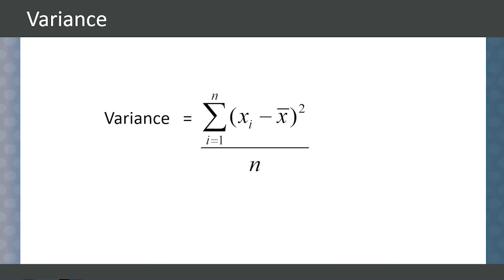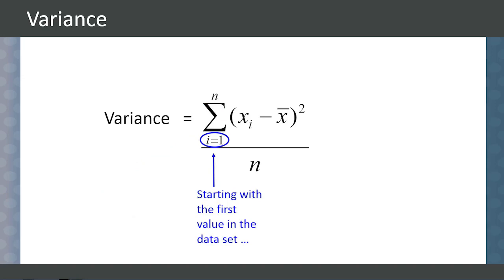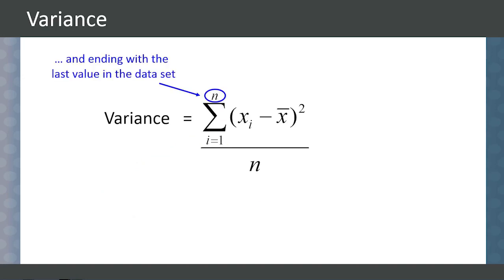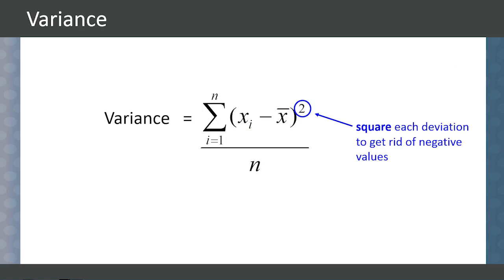Variance is equal to sigma, the sum of all the values given by the expression that follows. Starting with the first value in the dataset and ending with the last value in the dataset. Xi represents each data value in the set. The mean is subtracted from each value in the dataset. Each result is a deviation from the mean. Some of the deviations will be negative. We square each deviation to get rid of negative values. N is the number of values in the set.